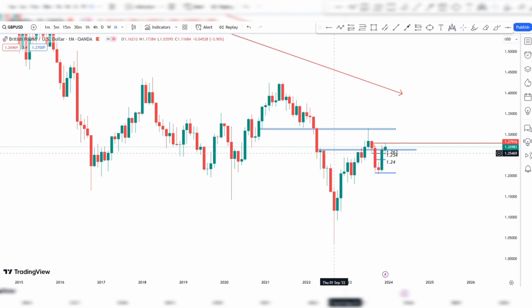So on the monthly time frame, we can see price again breaking this minor resistance area, and then price is currently above it, which I expect price may end up closing above that area.